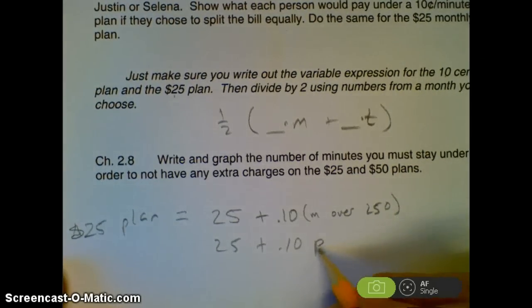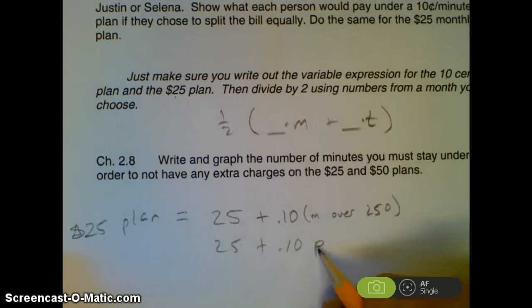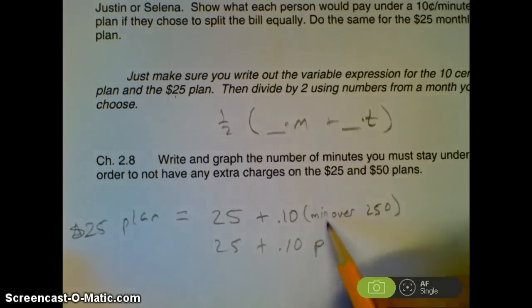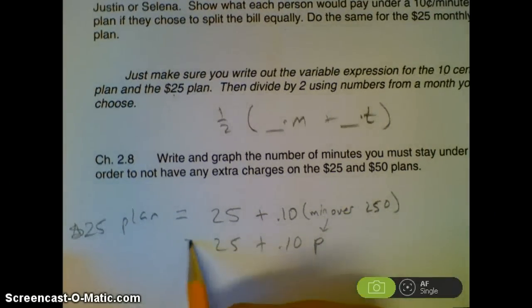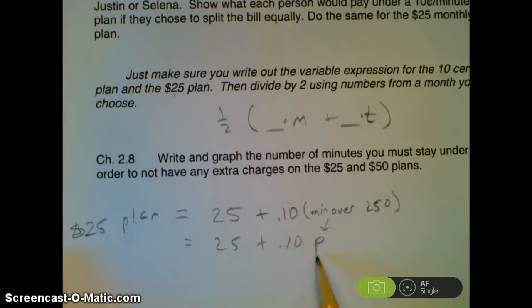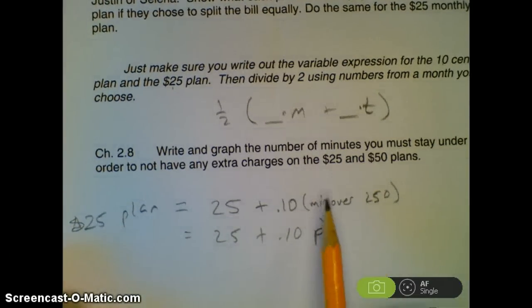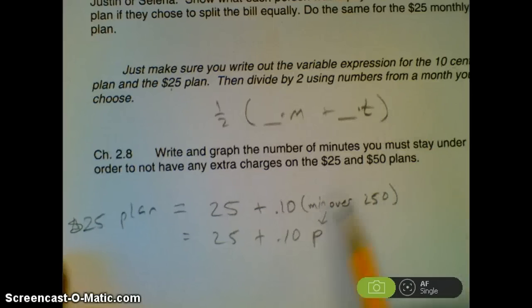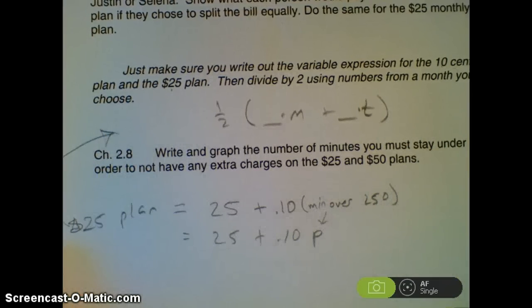I don't know, just call it P. I was going to call it O, but that would look like a 0, O for over, so maybe I'll just call it P, and we'll say that those are the minutes over 250. So that variable expression is definitely different because it has a constant, unlike the 10-cent plan. So that goes up here.